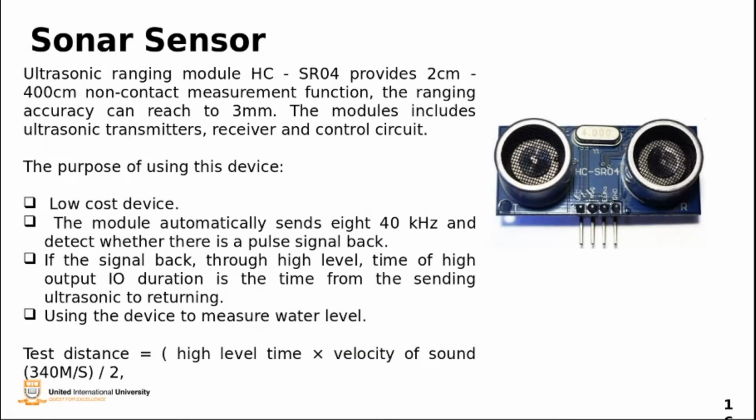For measuring the water level, we are going to use sonar sensor. We are going to use HC-SR04 module. It can measure 2 mm to 400 cm distance. It has accuracy of 3 mm, which is enough for the project. It's also low powered and can be stable for a long time.